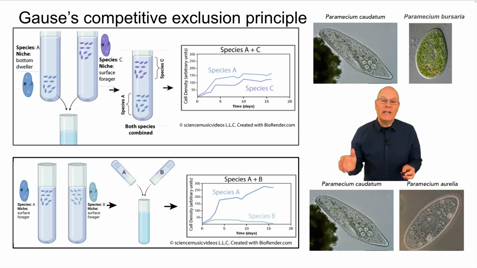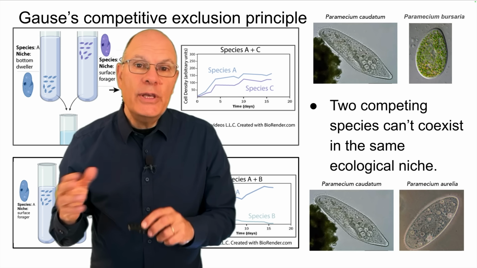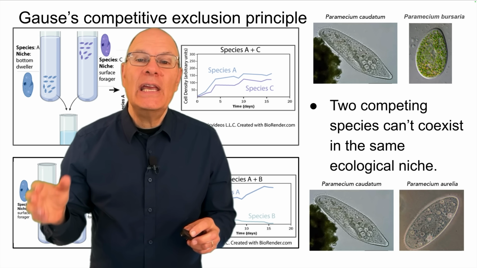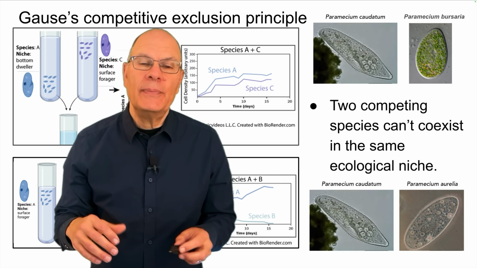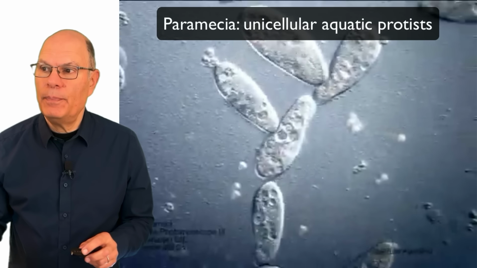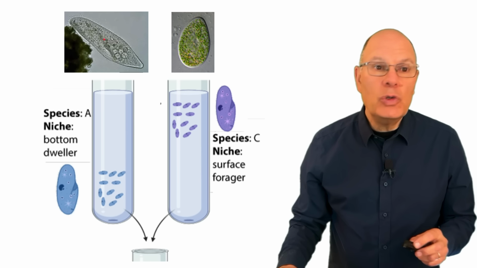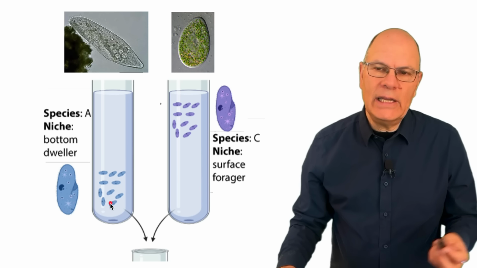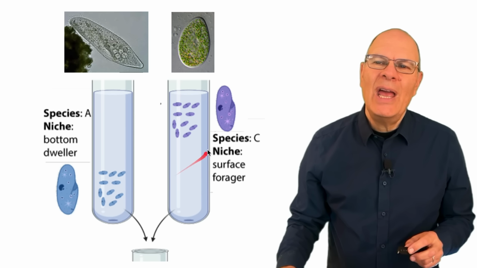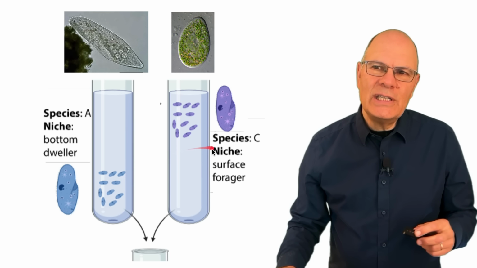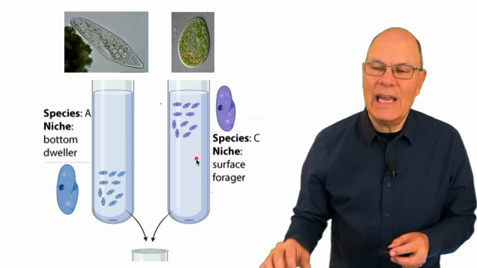An important idea related to competition is Gause's competitive exclusion principle. This principle states that two competing species can't coexist in the same ecological niche. Gause did experiments with various species of paramecia. So here are two species of paramecia, one of which lives on the bottom of lakes and ponds, that's their natural habitat, and the other is a surface forager, so it swims up higher. And you can see that by the position they would take in a test tube.